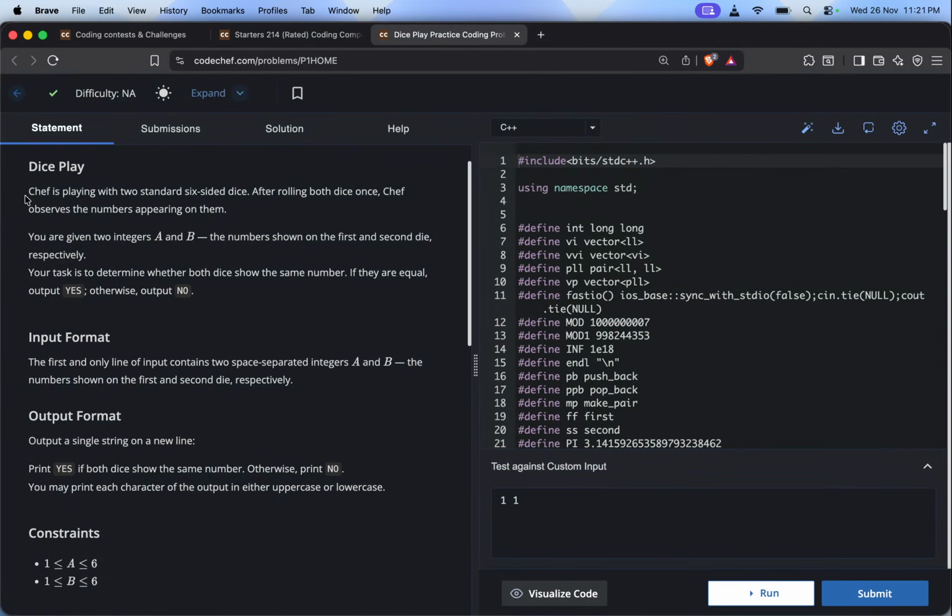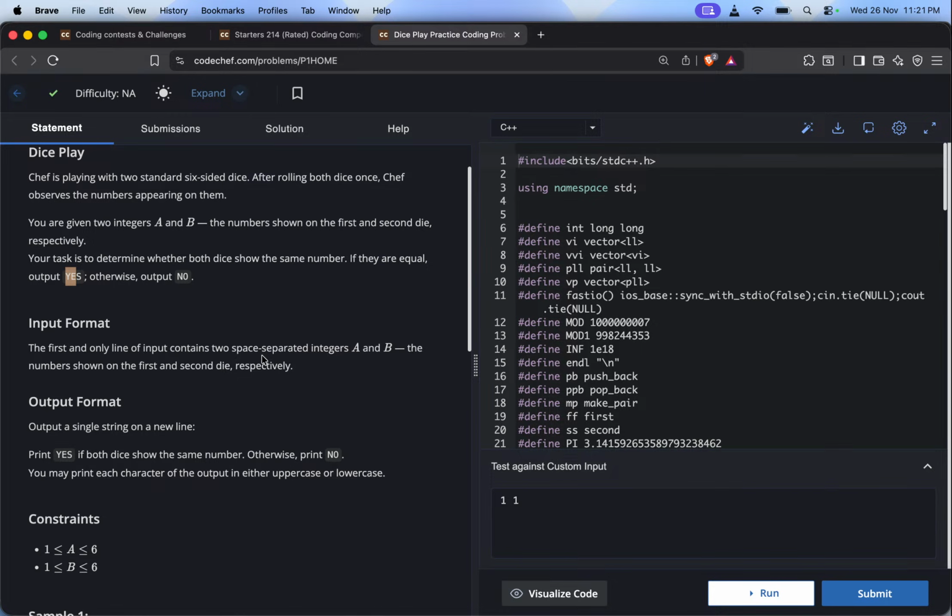The chef is playing with two standard six-sided dice. After rolling the dice once, Chef observes the number appearing on them. You are given two integers a and b, the number shown on the first dice and the number shown on the second dice, and your task is to determine whether the numbers shown on both the dice are the same or not. If they are the same, then print yes, else print no.